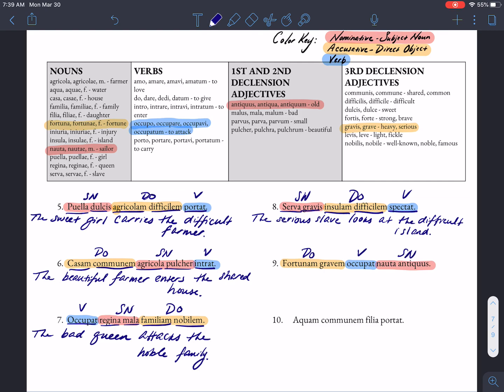Let's go through now and synthesize. Put it together. So the antiquus nauta, the old sailor, occupat, attacks, the gravem fortunam, the heavy fortune. Okay.